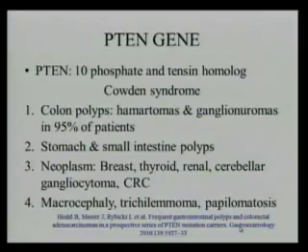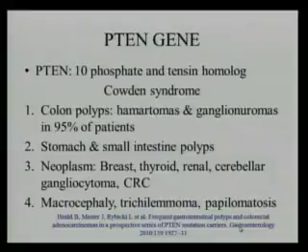The last few slides I will talk about are PTEN gene mutation. It's the phosphatase and tensin homolog gene. They have 2 syndromes. The first one is Cowden syndrome, which has a lot of colon polyps. These polyps can be hamartomatous or ganglioneuromas, present in 95% of patients. They can have stomach and small intestine polyps.